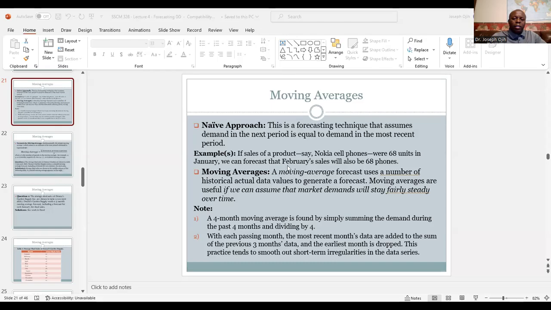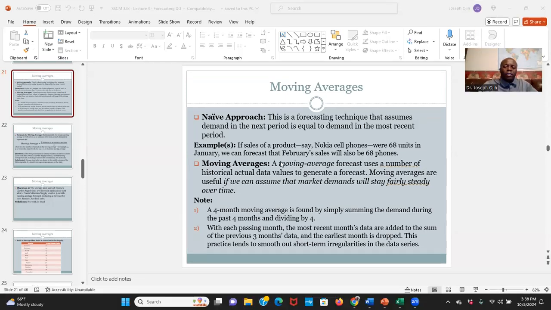Today, our lecture on this course, which is supply chain and operational management, will focus on how to calculate moving averages and also weighted moving average when you are given a set of data. Don't forget that this topic of moving average is a part of a broader topic that we call forecasting in operational management, or what people call operations management.